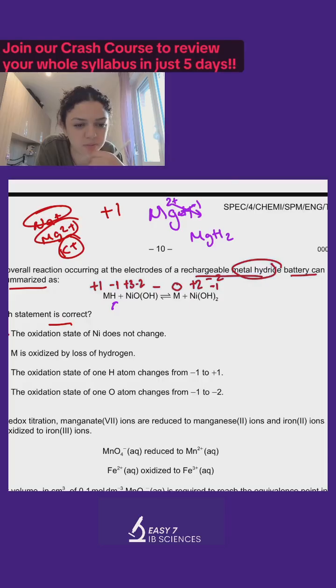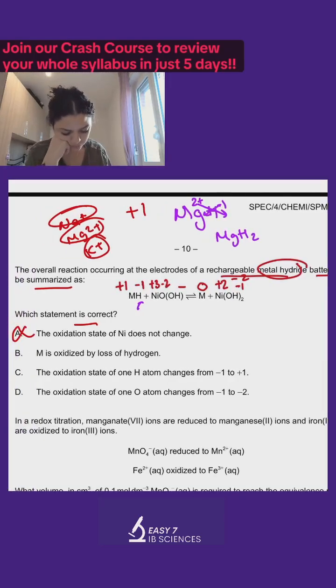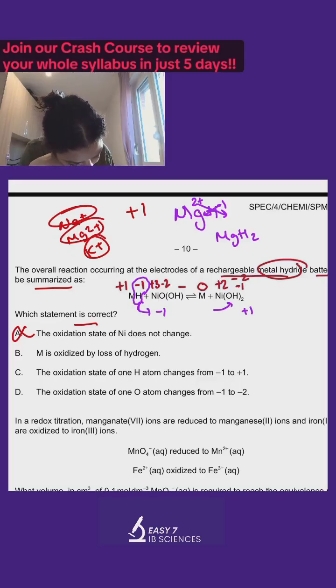Hopefully that makes sense why it's +1. Does that make sense, everyone? Okay, so let's have a look at the answer options. The oxidation state of one H atom changes from -1 to +1. Okay, that makes sense, right? Because here I have a -1 hydrogen that goes to a +1 hydrogen. How do I know it's +1?